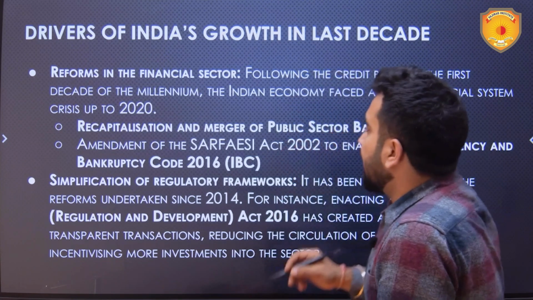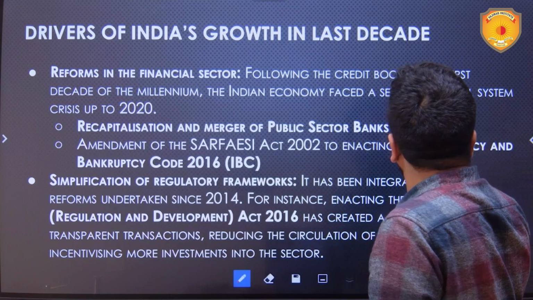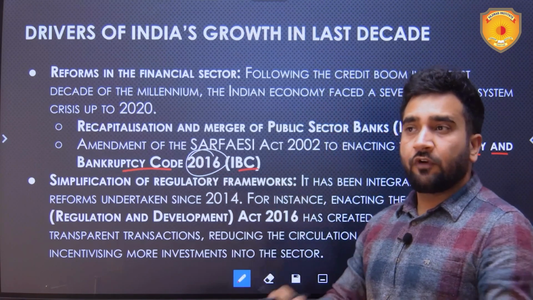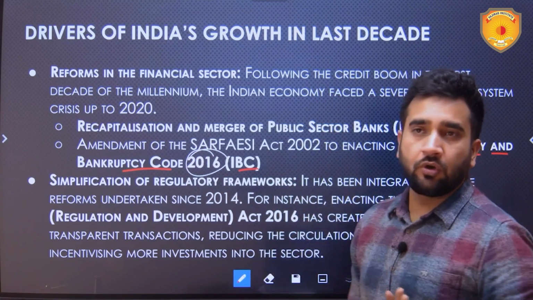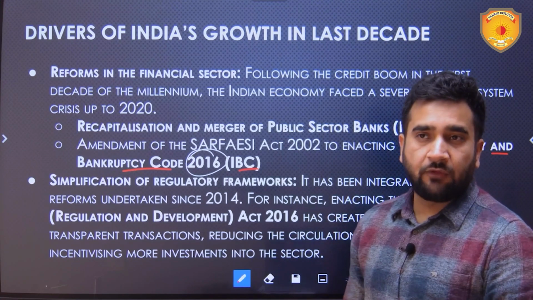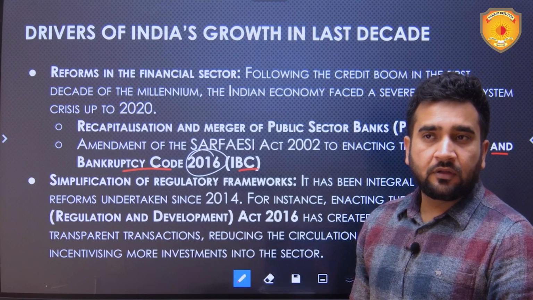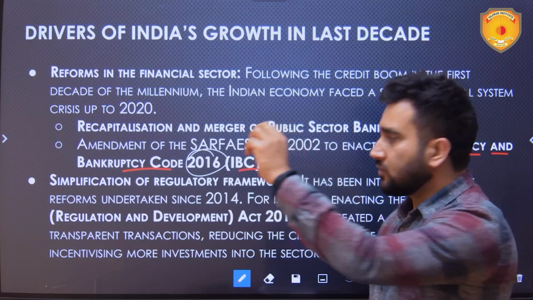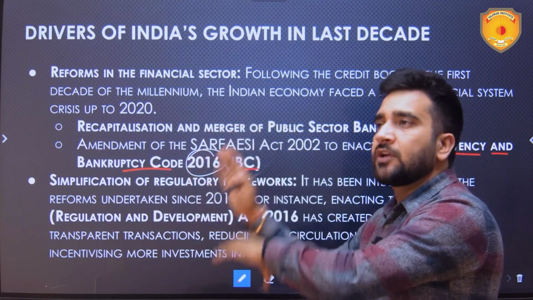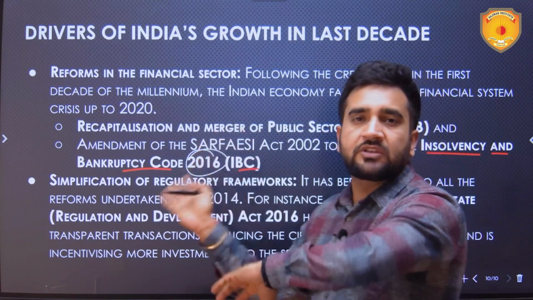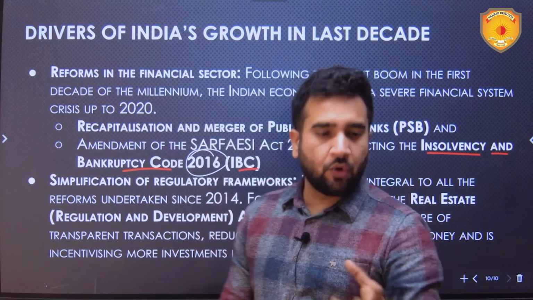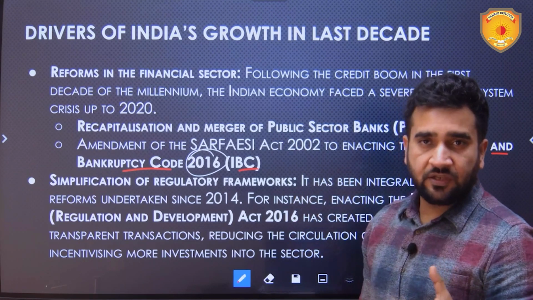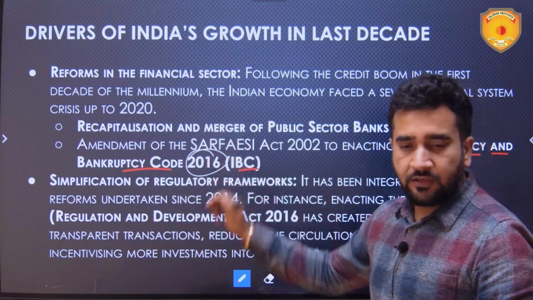Then there was this amendment to the SARFAESI Act, which established the Insolvency and Bankruptcy Code 2016, IBC. This is for those struggling businesses who want to get, I would say, dissolved. So someone comes, they take over the businesses, they give loans, or they buy those businesses which are struggling, and through that money, the struggling business owners pay their loans or debts, resulting in low bad debts for the banks. So these restructuring and all reforms were done.